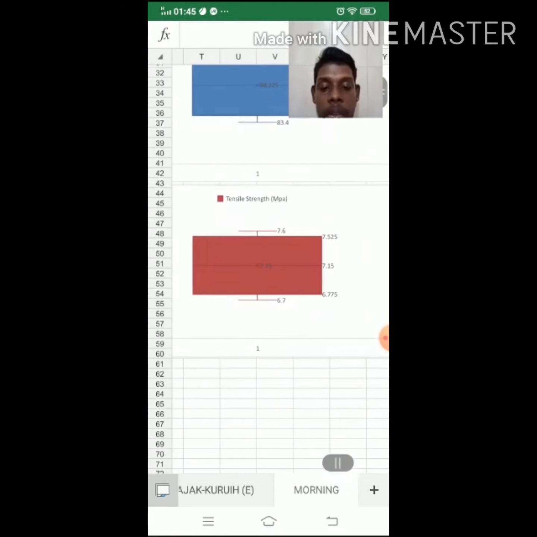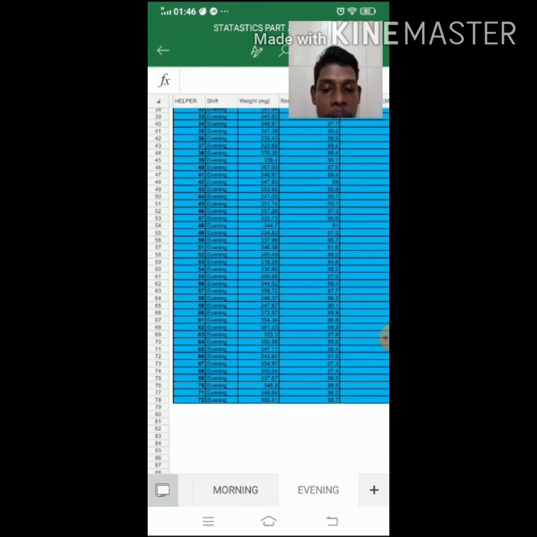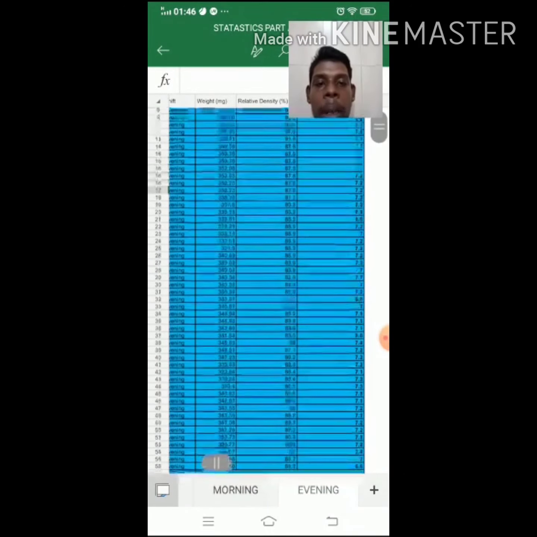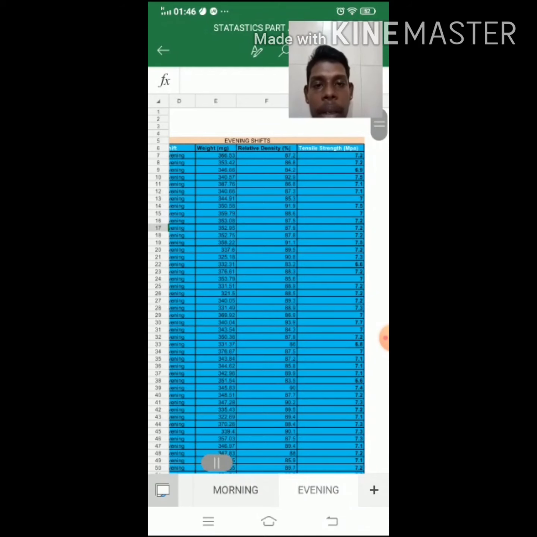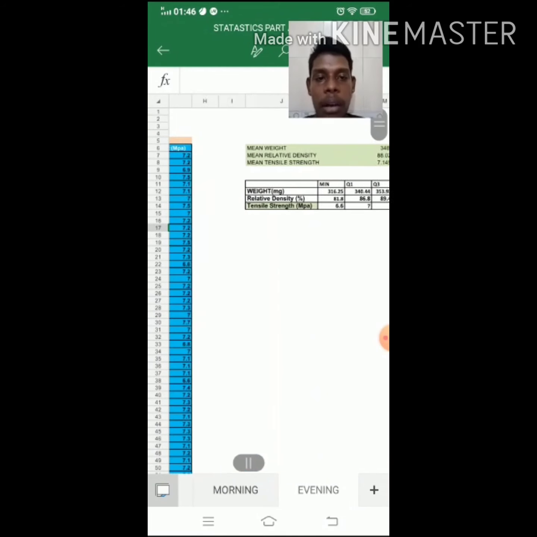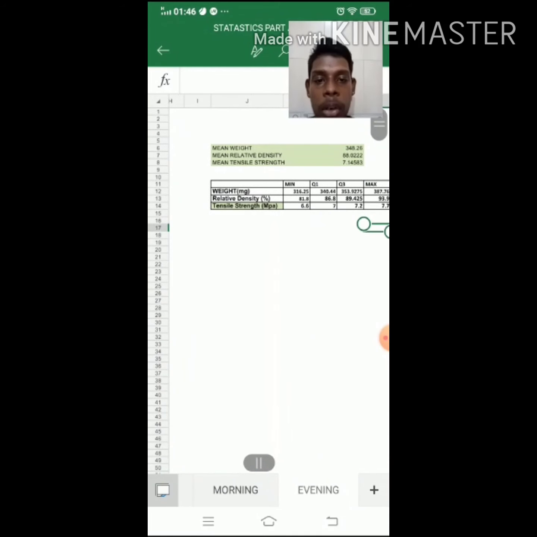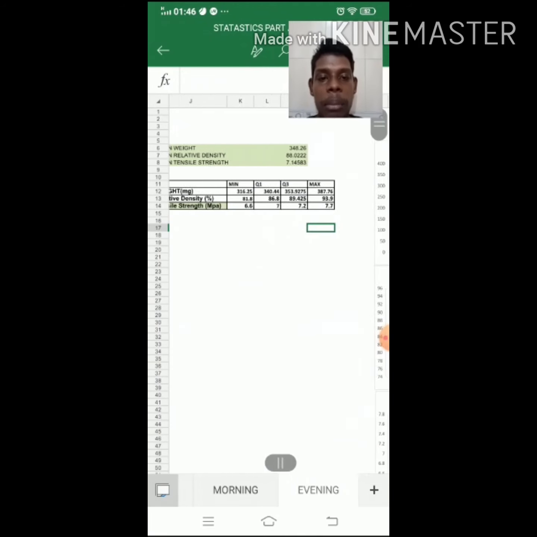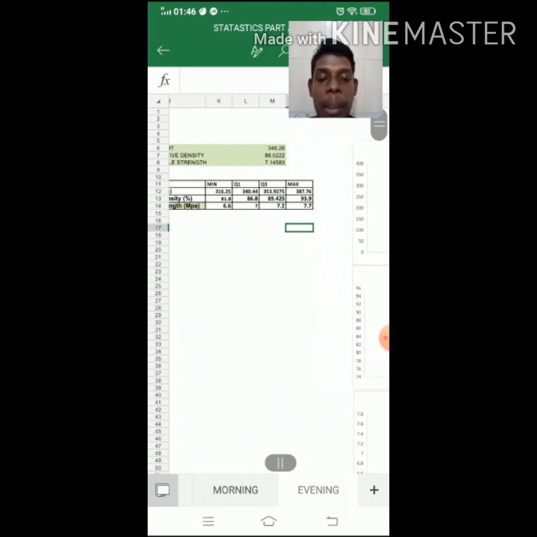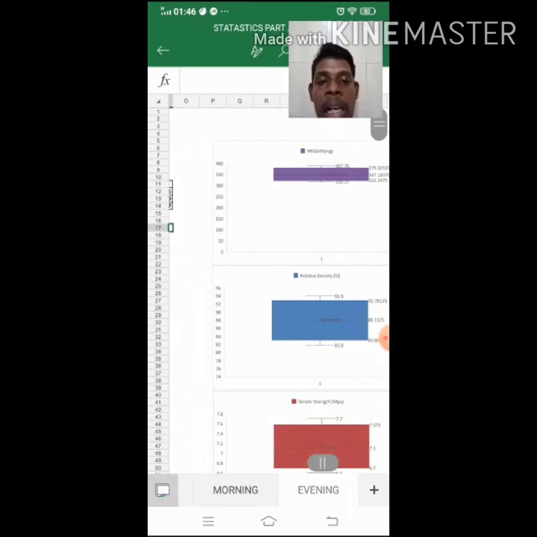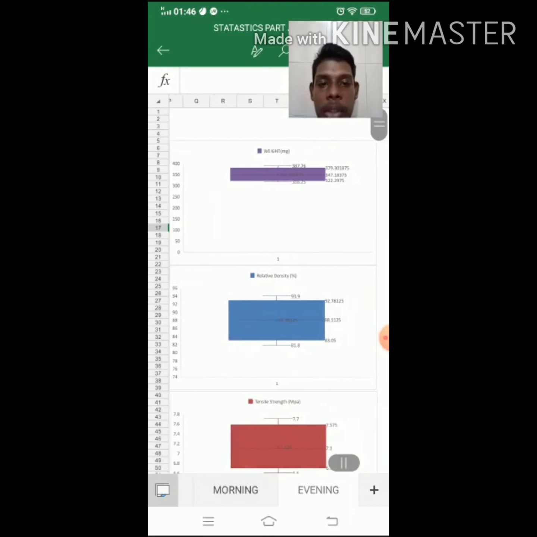We continue the same thing for the evening shift. In the evening shift we found that altogether 72 samples were produced out of the 200 samples, and we found the mean values for the 72 samples for the characteristics. These are the values we obtained, and we also need to draw the box and whisker diagram by using the information we obtained for the 72 samples. This is how the box and whisker diagrams should look.